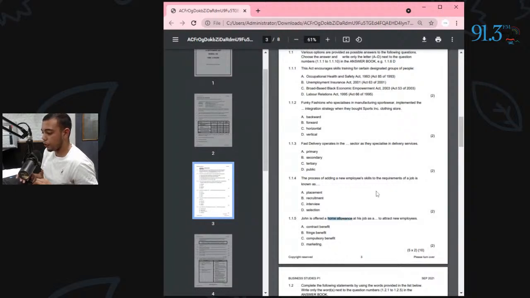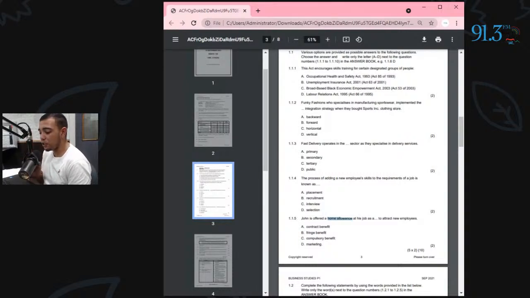So we just highlighted home allowance. So what is home allowance? Home allowance is a benefit that the company gives you. But you have to remember, we are not talking about contract benefits, compulsory benefits, nor marketing benefits. When we talk about benefits, your mind has to always click to fringe benefits.